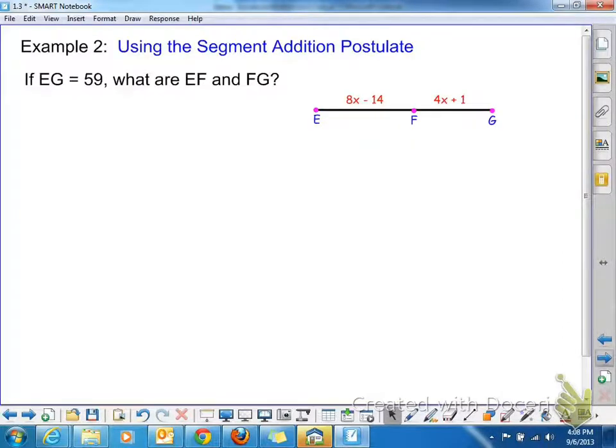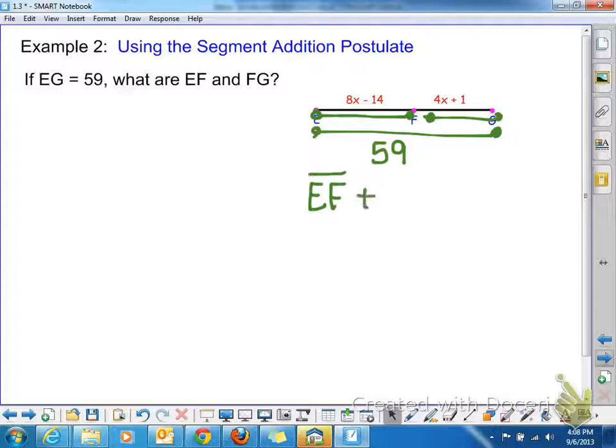Example 2, let's use the segment addition postulate. If we know this entire segment, E to G, is 59 units, we want to find out what are EF and FG. Well, what we do know is that if we added segment EF to segment FG, it would give us the total segment EG. This is the segment addition postulate.